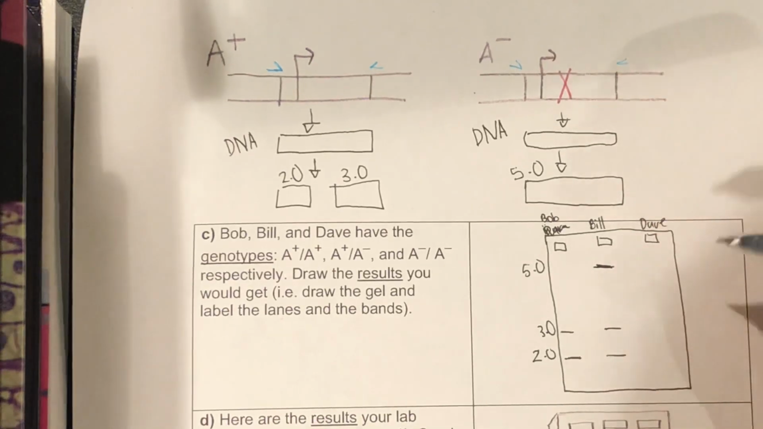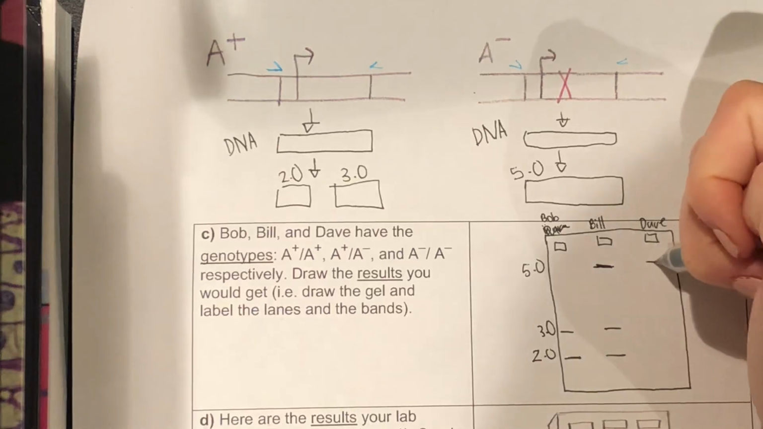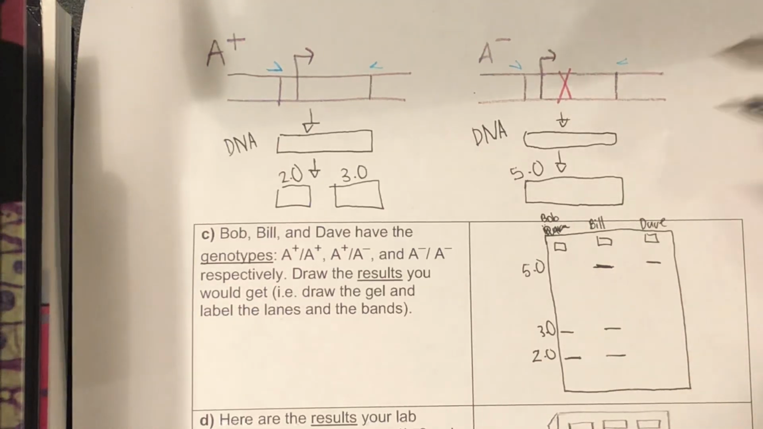The final person is Dave. Dave has 2 non-functional alleles, and so we would expect a band at 5, because of his genotype.